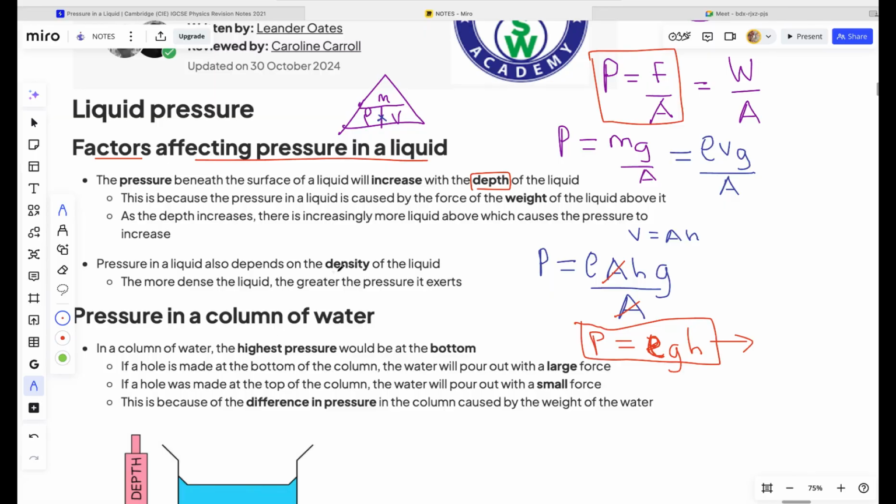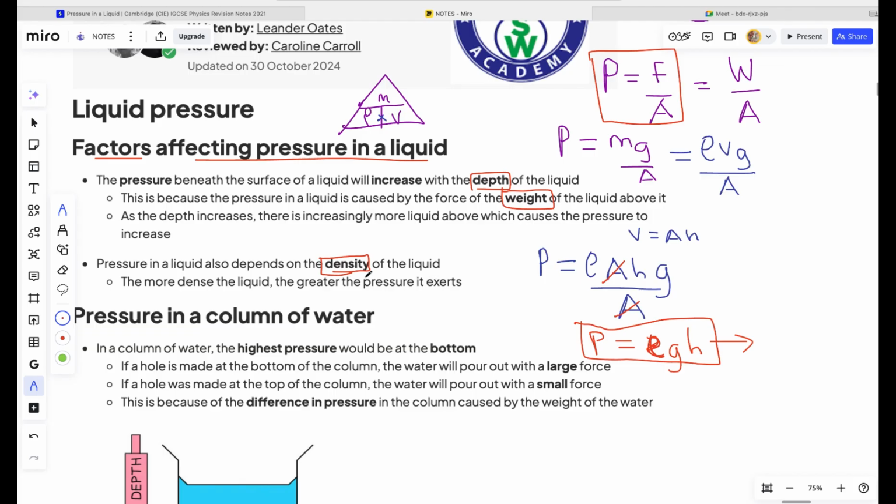I've already mentioned this one, the density of the liquid. The weight has something to do with the gravitational force. You can use the word weight or you use the gravity. The bigger the weight, the more the pressure that is exerted at the bottom of the container. The bigger the weight of the liquid, the more the pressure that is exerted at the bottom of the liquid.